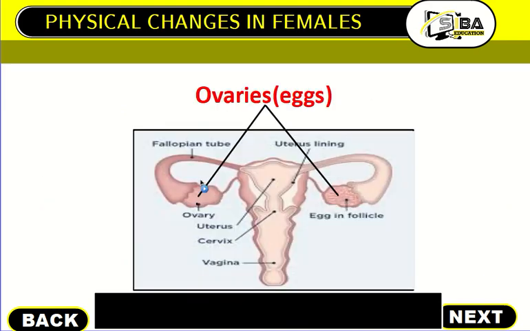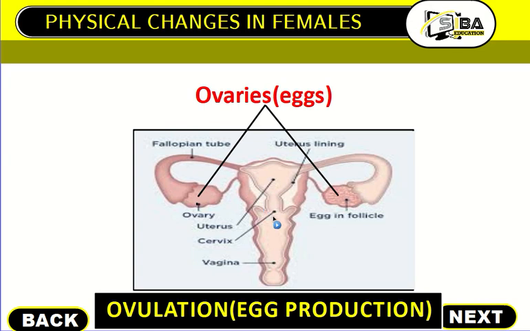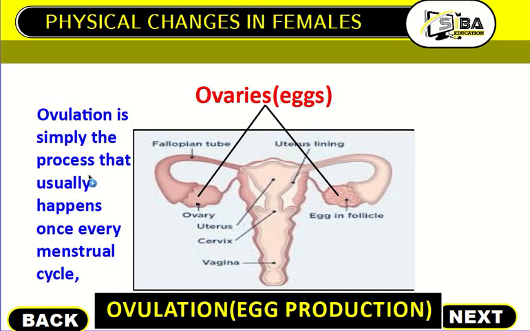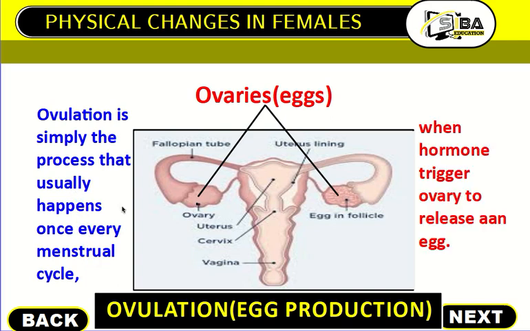The next change we look at is that there is ovulation. Ovulation is simply the release of eggs or egg production. So every month, a female at puberty has to release eggs, and the egg has to be fertilized by a sperm. And so ovulation is simply the process that usually happens once every menstrual cycle, when hormones trigger the ovary to release an egg. So there should be a release of an egg for the female, and then the egg is to be fertilized by a sperm.